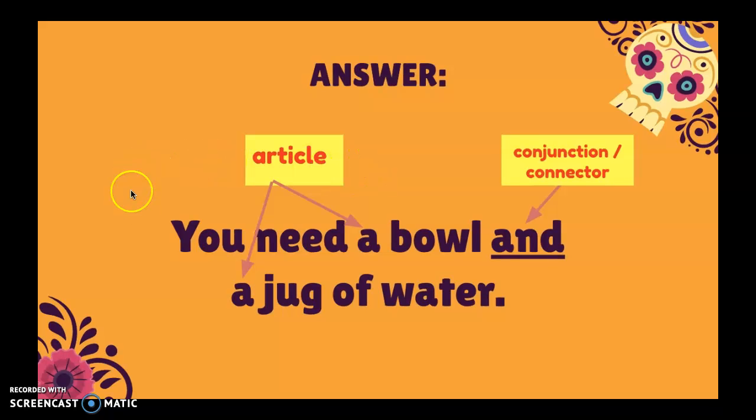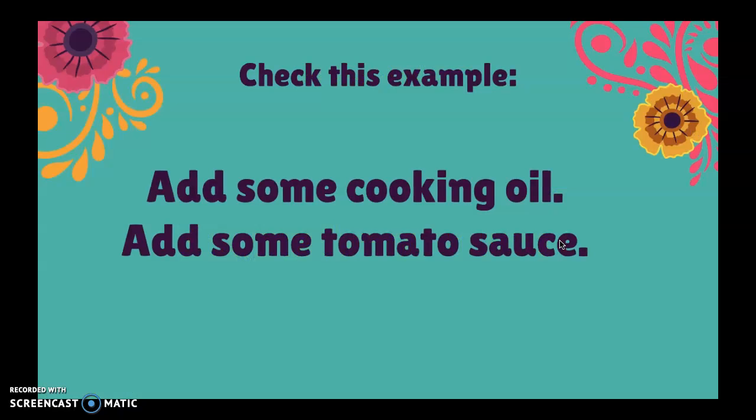Well done. This is the answer. You need a bowl and a jug of water. So "you need" is only written once. You do not have to repeat it. But then we put the article "a" because we want to emphasize the specific object, which is the bowl and the jug of water. Okay? And we use connector "and" or conjunction "and" because they actually express one or similar idea. Okay, let's continue. How about this example?